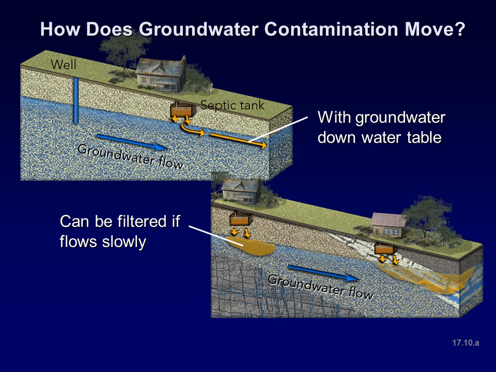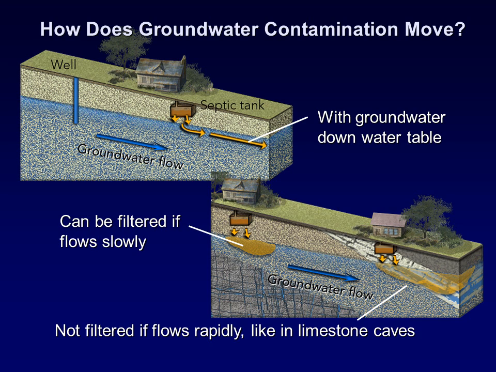Okay, so how does contaminated groundwater move? It moves with the groundwater down the water table, and it's either filtered slowly through something like sand, or it's not filtered and it flows rapidly like in limestone.